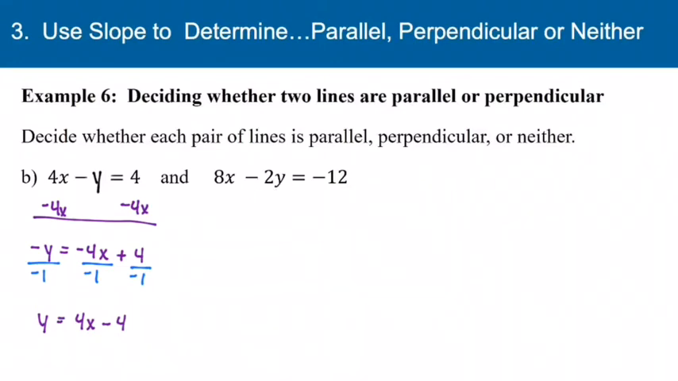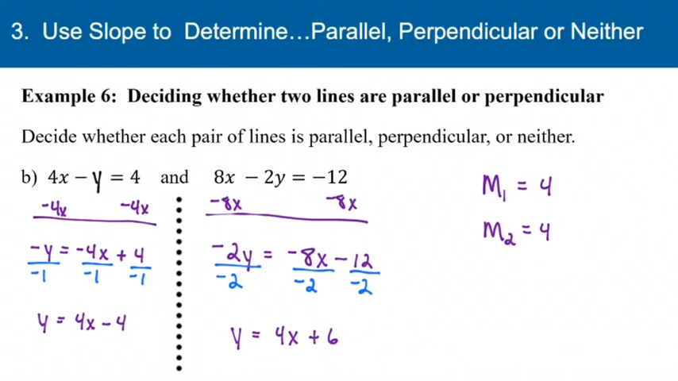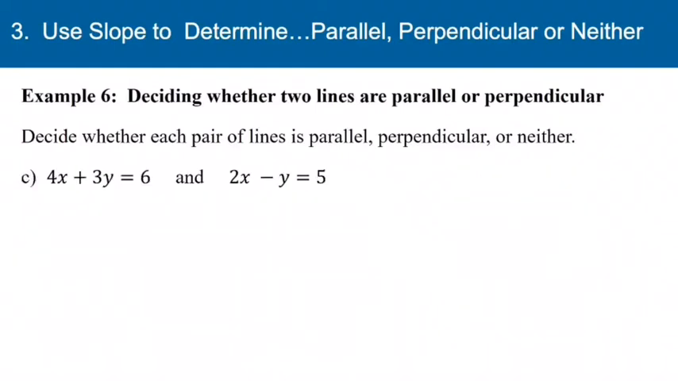And let's do the same thing with our second equation. So we will move the x term to the right side. That leaves us with negative 2y equals negative 8x minus 12. And again, we need to isolate the y, so we need to eliminate this negative 2 coefficient. So we'll divide both sides by negative 2, and that will leave us with y equals positive 4x plus 6. So the slope of our first line is 4, and the slope of our second line is 4. And since the two slopes are equal to each other, we know that these two lines are going to be parallel to each other. Now let's look at part C.